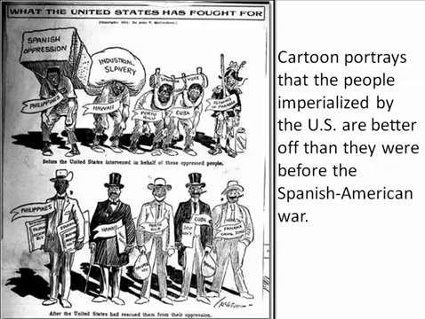And here's another cartoon by proponents of expansion, showing how they were under yokes of slavery and how bad they had it: Hawaii, the Philippines, Puerto Rico, and Cuba. And then after the United States has rescued them from their oppression, it shows how much better they are because of it. They're learning, they can read, they're making money. So the cartoon portrays that the people imperialized by the United States are better off than they were before the Spanish-American War, so that we did actually help them.